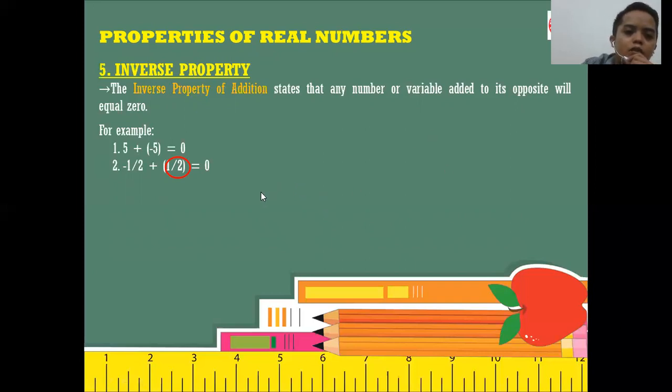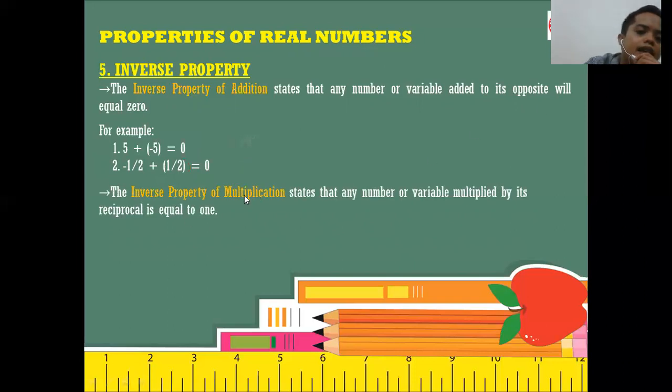So these are common questions in the board exam. Mostly the problem may ask, what is the additive inverse of 5? So the additive inverse, by the inverse property, is just its opposite. So if it is negative, then that is positive. So this 1/2 is the additive inverse of this negative 1/2.